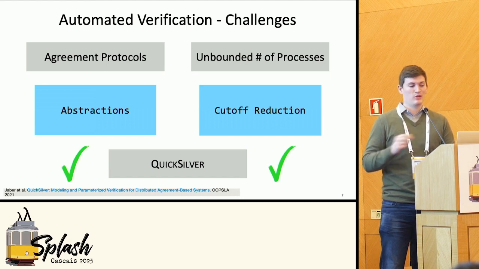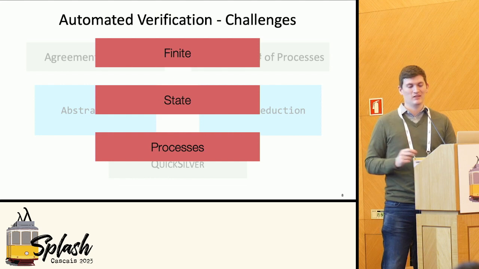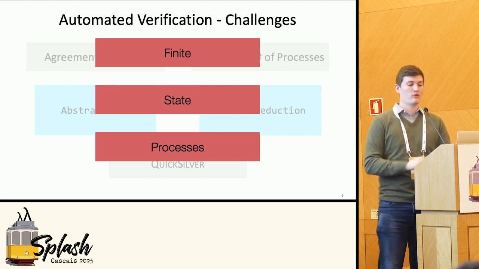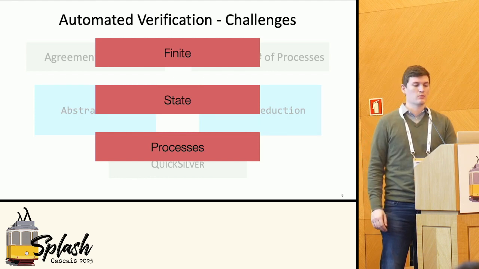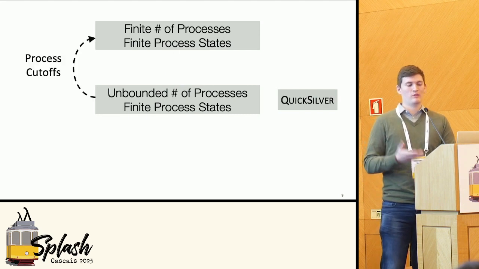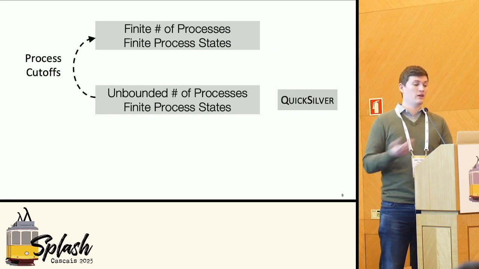However, there's a big asterisk on these achievements, which is finite state processes. That's right. The individual processes in the system still have to be finite state in order for Quicksilver to be able to perform model checking. Now, this means that the processes have to have finite variable domains. And in fact, those variable domains have to be quite small if we want to fend off the state space explosion problem. So Quicksilver can verify a system with an unbounded number of processes by reducing it to a problem with a finite number of processes.